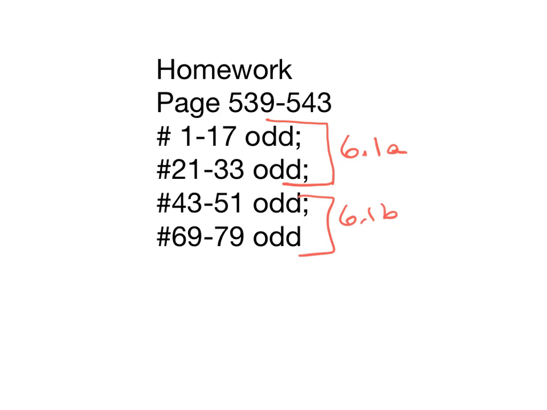When you see the instructions that say for an exact answer, you're leaving it in terms of pi. When it says an approximate value, you're using your calculator.